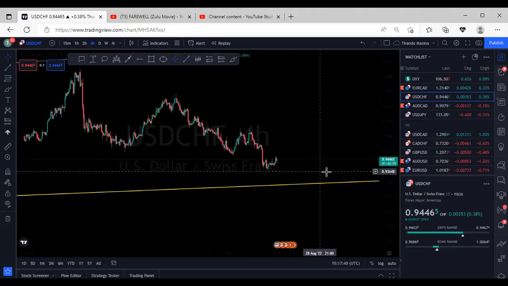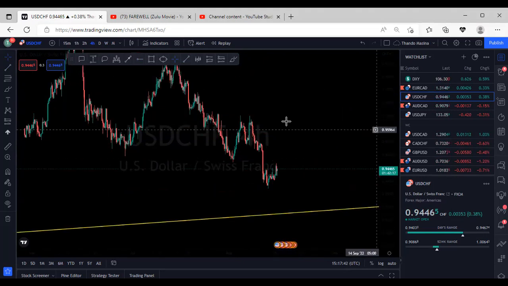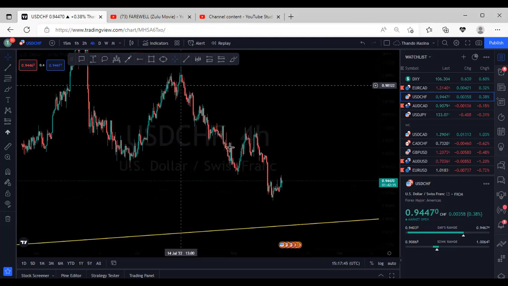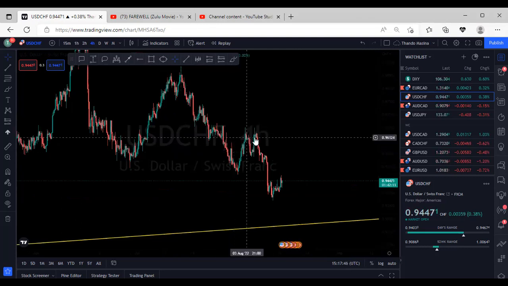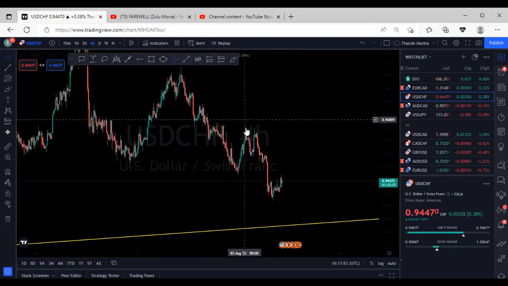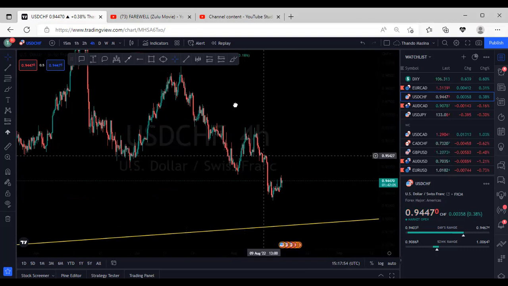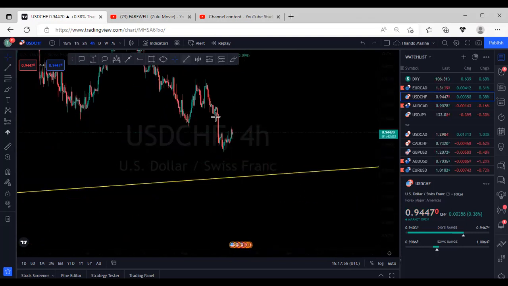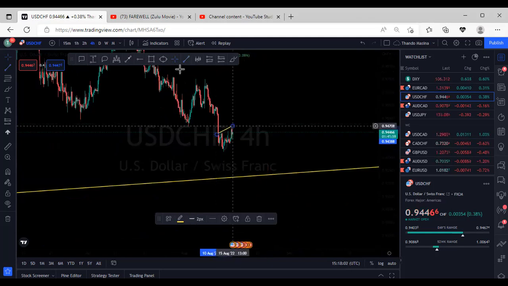So on the 4 hours, you can see that price impulse. We had a steep correction, double top. Then now we have another correction.